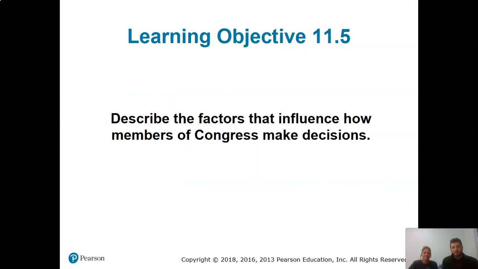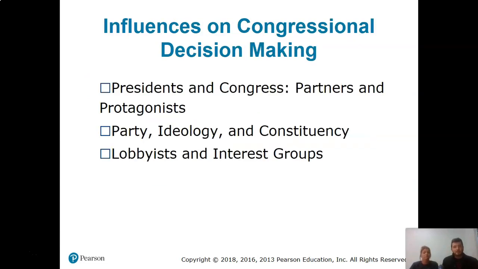All right. Okay. Point 5. Describe the factors that influence how members of Congress make decisions. We're going to talk about presidents in Congress, partners, and protagonists. Ooh, wow, so dramatic, Edwards' book. My goodness. Party, ideology, and constituency, and lobbyists and interest groups.